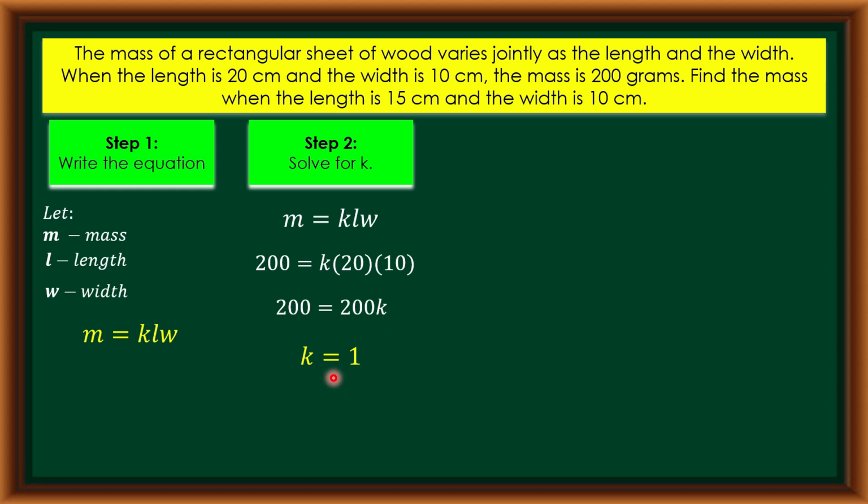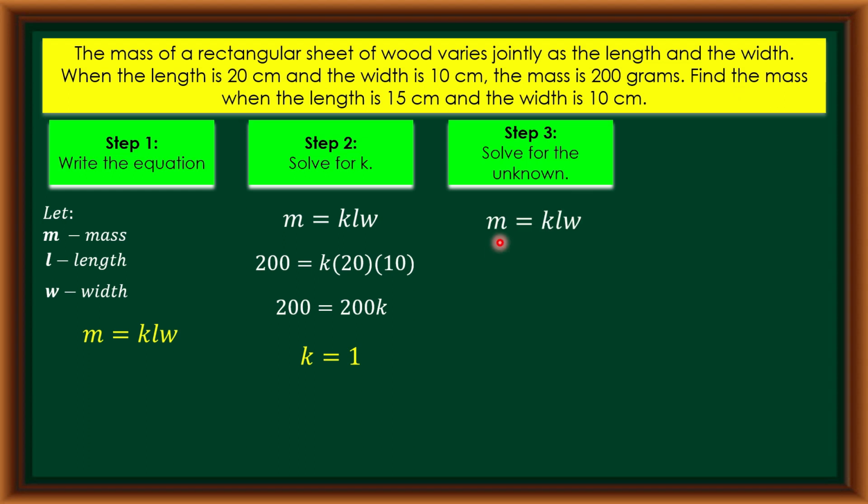Now that we know the equation and the value of K, let us move on with step 3, solve for the unknown. So for this, we are asked to find the mass. So in our equation, M is equal to K times L times W, we will look for the value of M, in which K is equal to 1, L is equal to 15, and W is equal to 10. Therefore, we have M is equal to 1 times 15 times 10. And 1 times 15 times 10 is equal to 150. And that is the value of M, or the mass of this rectangular sheet.